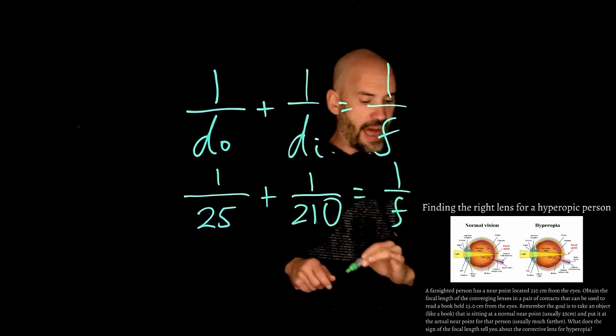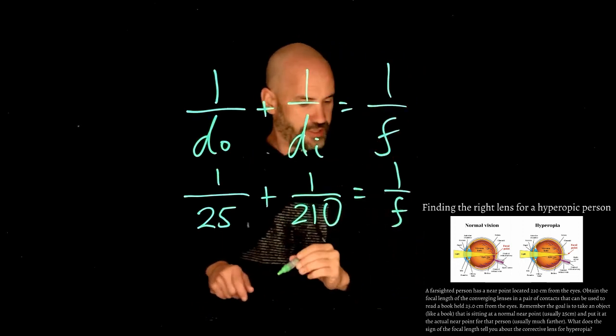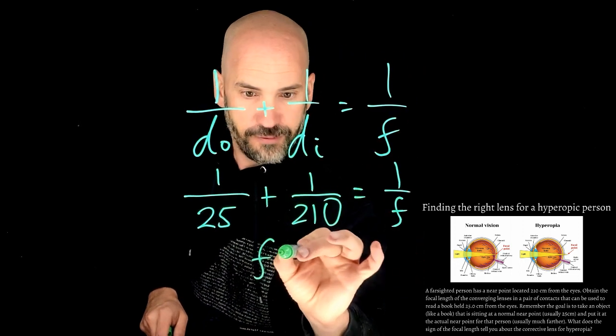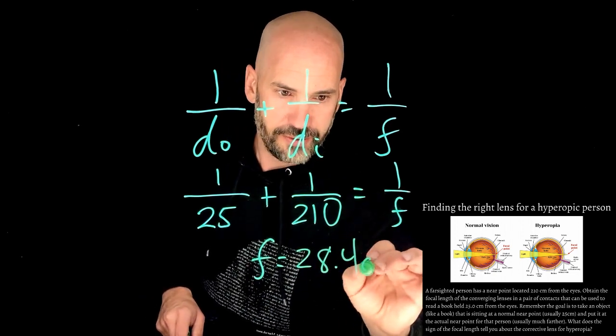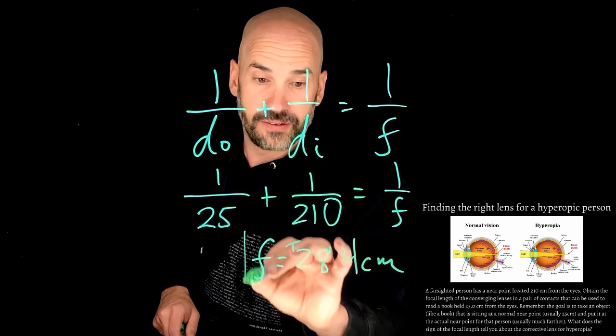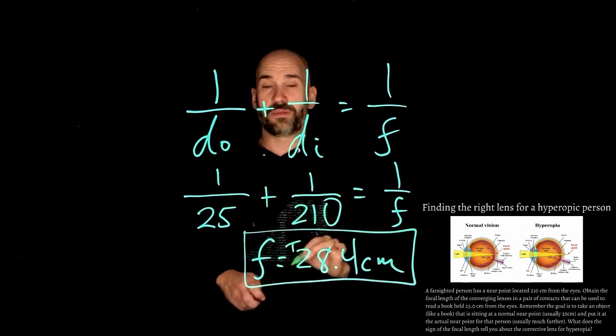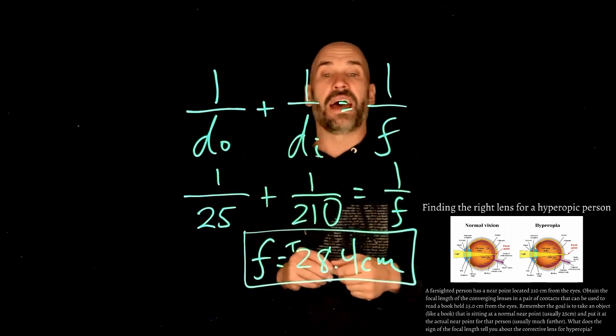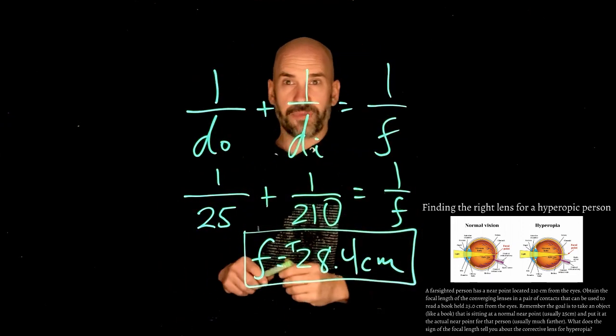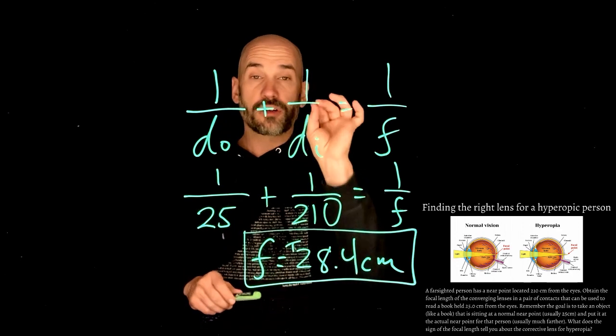Well, if I go ahead and solve for f in this situation, I get a focal length of 28.4 centimeters. And notice that is positive. What does a positive focal length mean again? A positive focal length simply means that this is a converging lens. Okay?